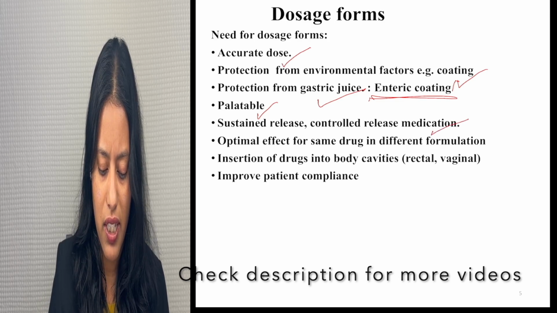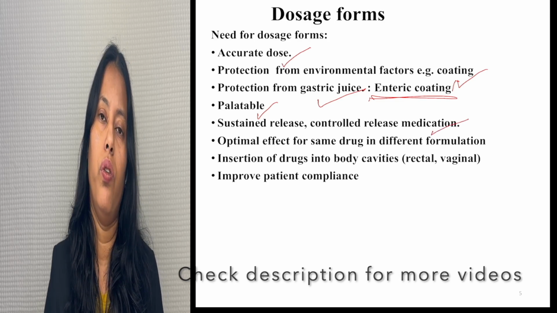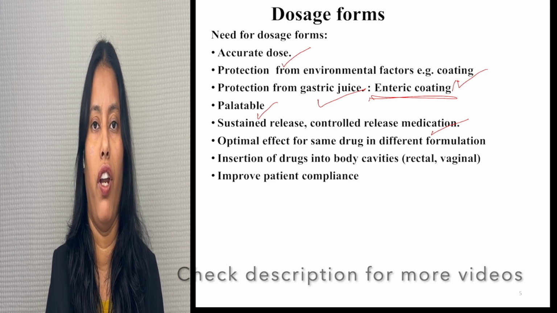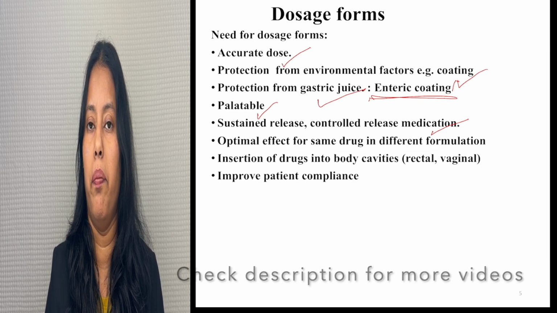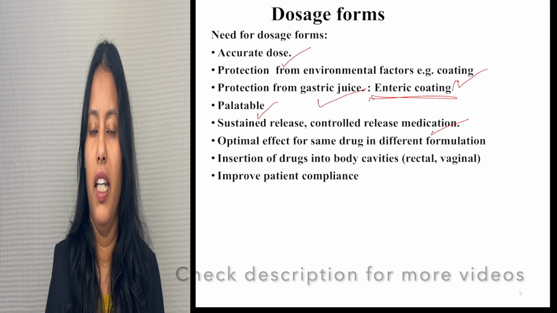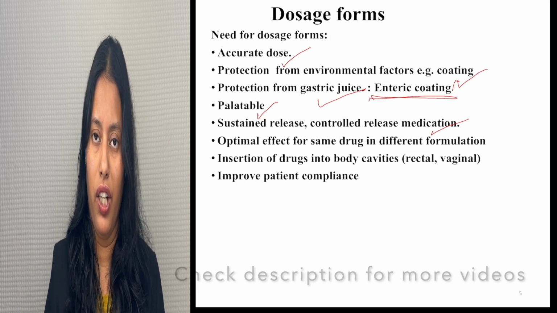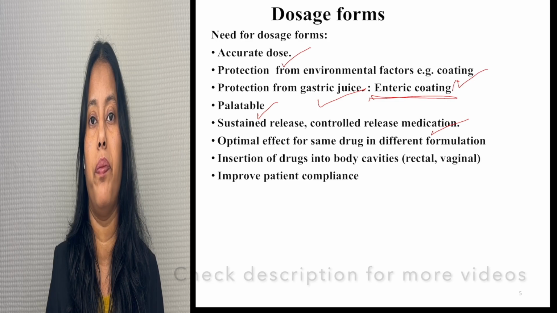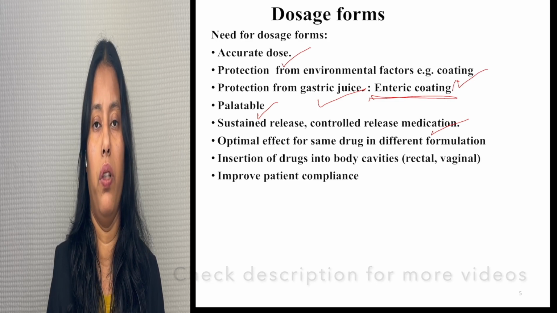Next, have sustained release and controlled release. You know that conventional dosage forms like a simple tablet or simple capsule, when you eat them, break into small particles in your GIT, and the drug is absorbed in the GIT. But in certain conditions, you require maintaining the level of the drug in the blood or plasma.